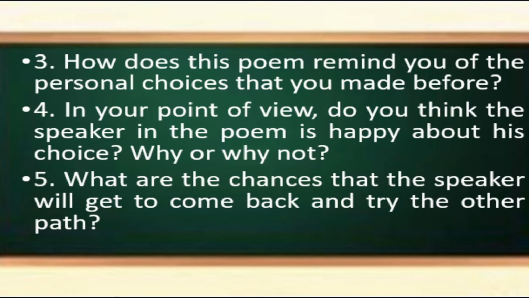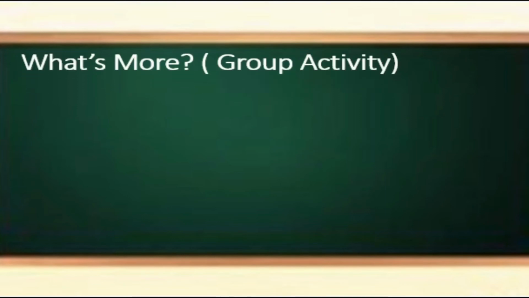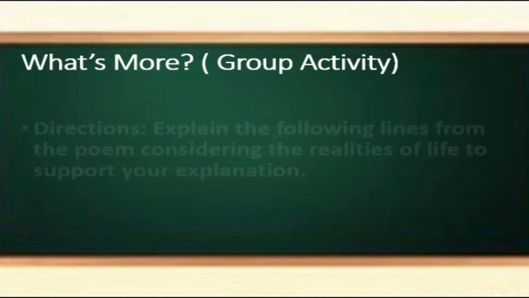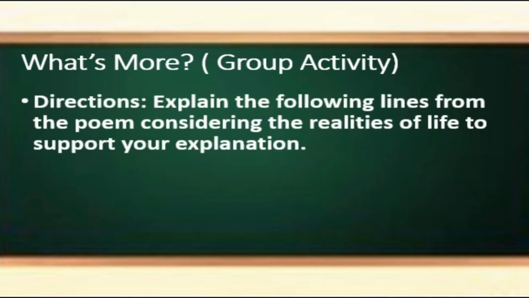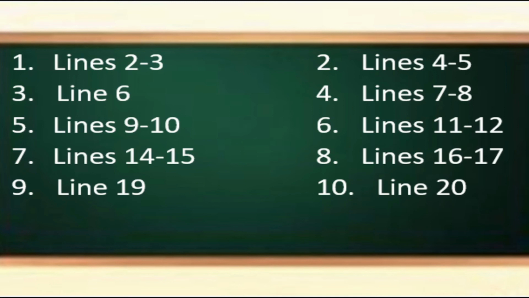When you're done answering these questions, you can try another activity with some of your classmates. So this may serve as a group activity. You're going to study the lines from the poem and then explain the following lines from the poem considering the realities of life to support your explanation. So these are the lines that you are going to explain. So you have 10 items.